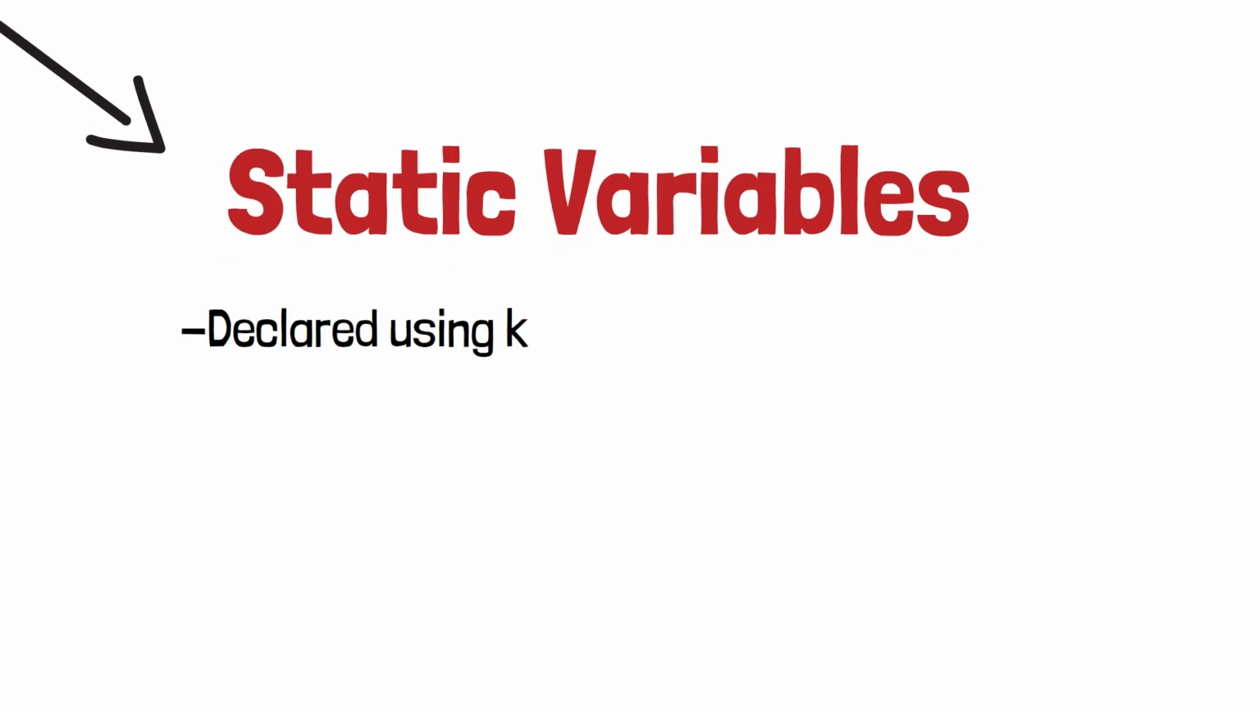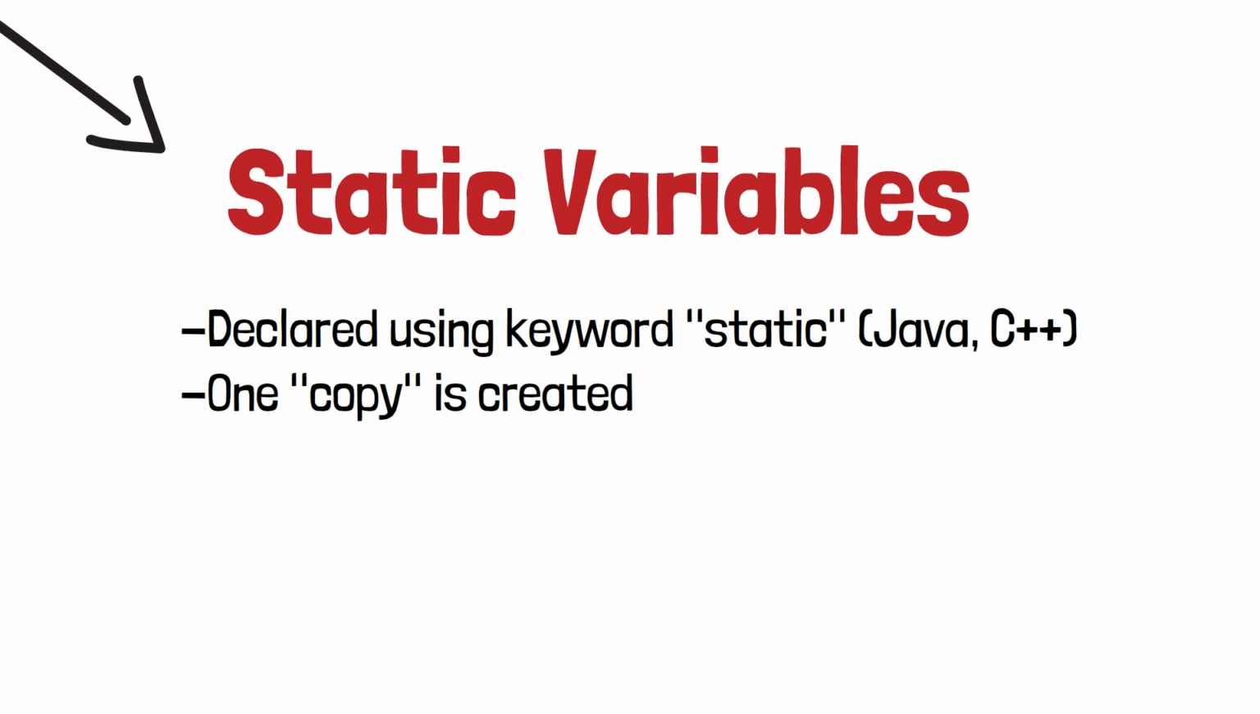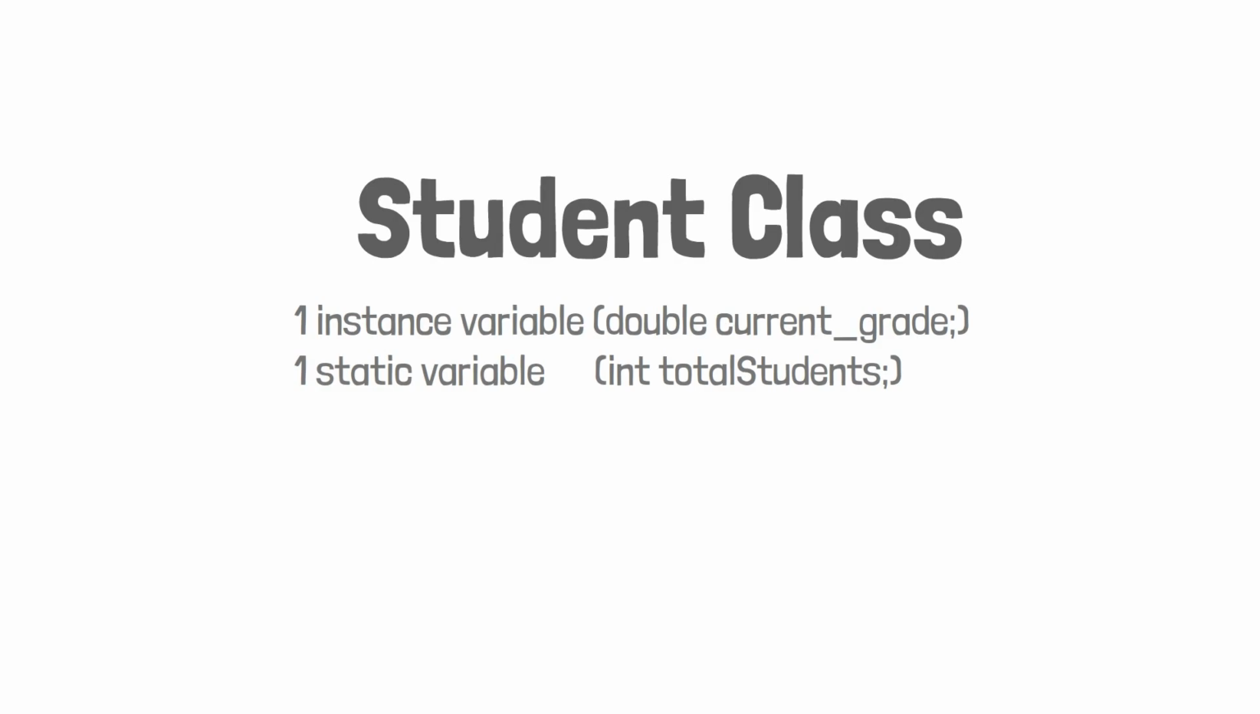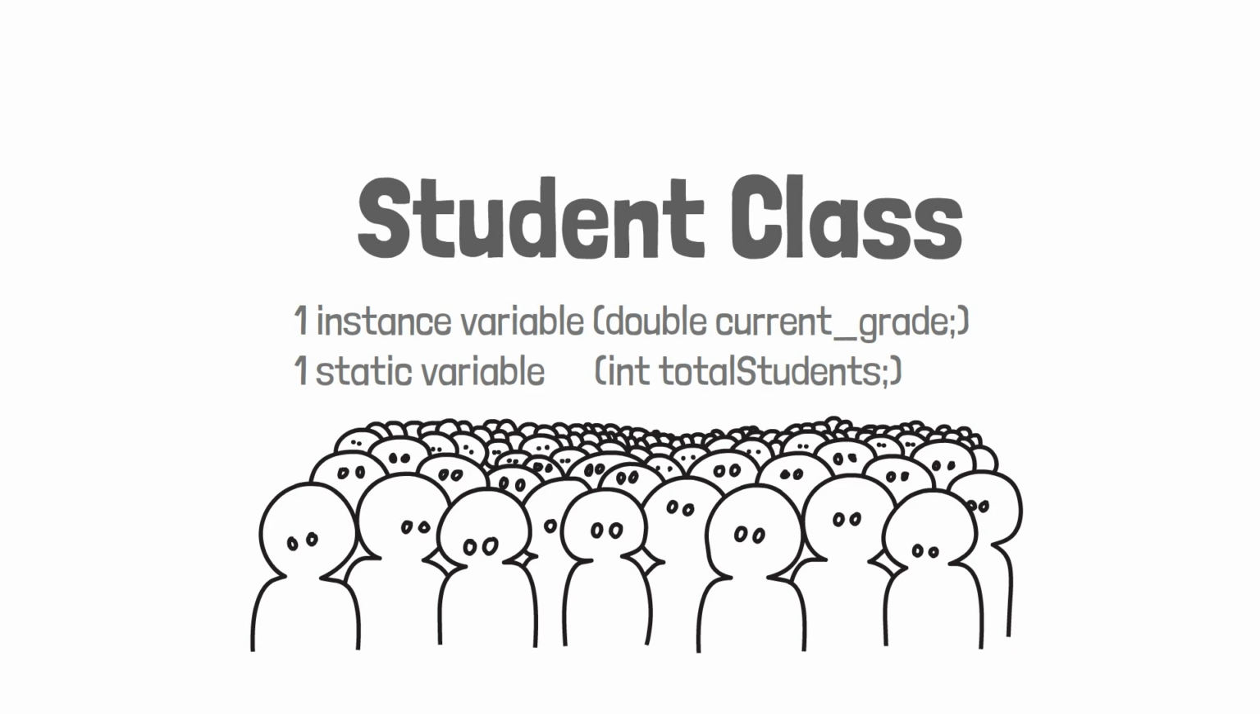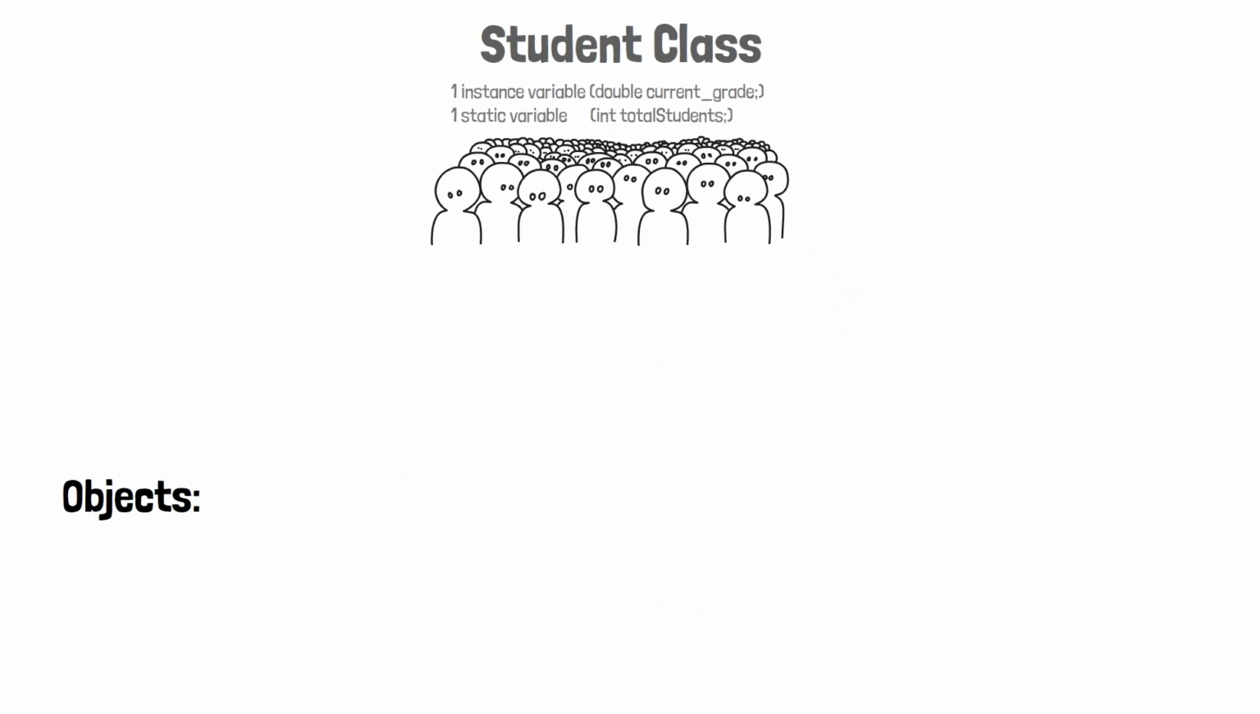Static variables are declared in classes with the static keyword. Only one copy of the variable is created, so let's see what that means. Let's say I create a student class. The class has one instance variable and one static variable. I'll create three objects of the student class: student 1, student 2, and student 3.